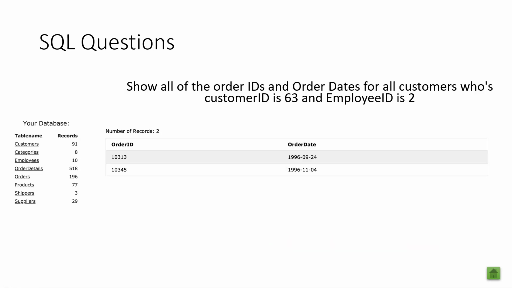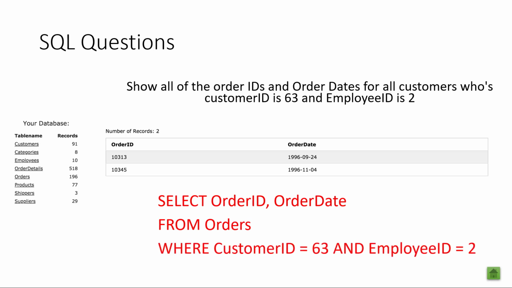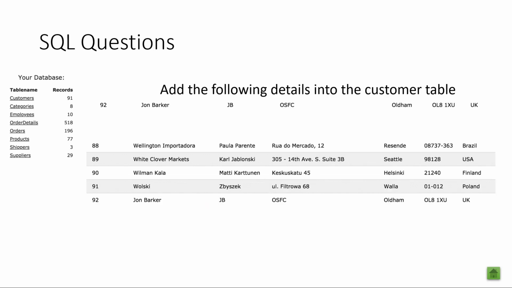Next one, show all of the order IDs and order dates for all customers whose customer ID is 63 and employee ID is 2. So we need a bit more of a where command. So we'd say select order ID, order date. So they're the two attributes that I want to produce from the order table where the customer ID is 63 and I've used a logical operator and there, and employee ID equals 2.